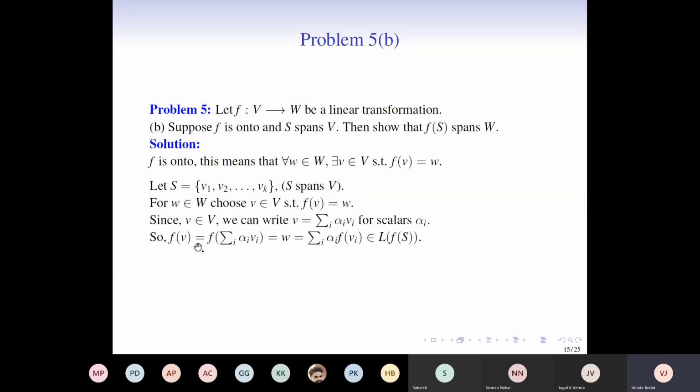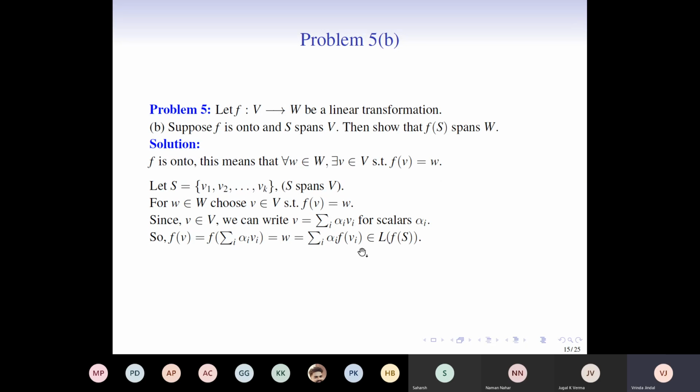So f of v is basically f of this summation, and we had chosen v such that f of v is w. So w is equal to, by using the linearity of f, pulling the summation outside and also the alpha, we get w is this expression. This expression is basically a linear combination of f of vi's. That is, it belongs to the linear span of f of s.